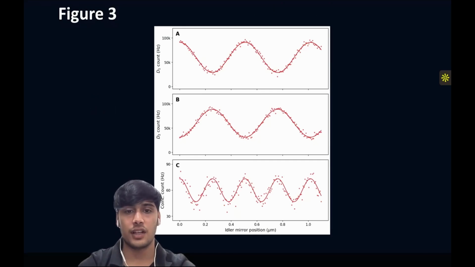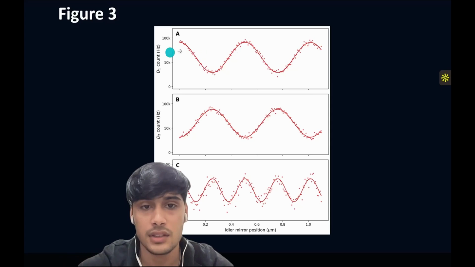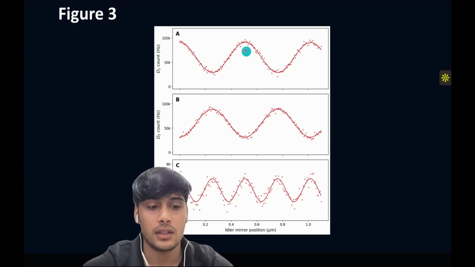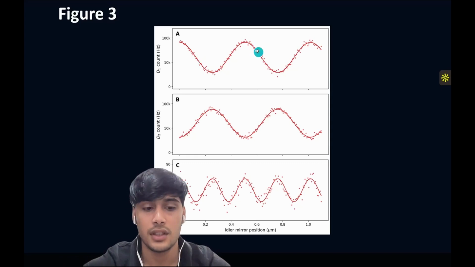All right, this is figure 3 of the paper that we reproduced. As we scan the idler position from 0 to 1.1 micron, the count at detector D1 oscillates sinusoidally, as we can see here, and the mean is around 60,000 hertz, and you can see it swing from nearly 0 up to 95,000 hertz.